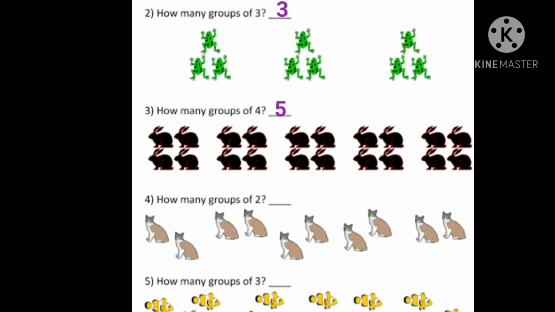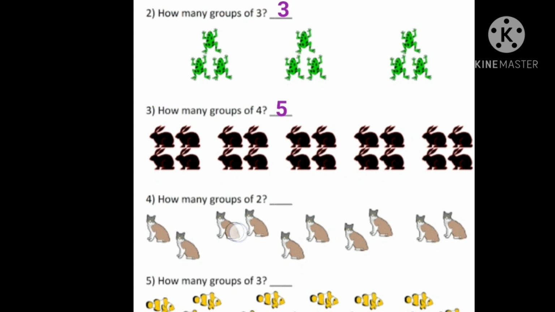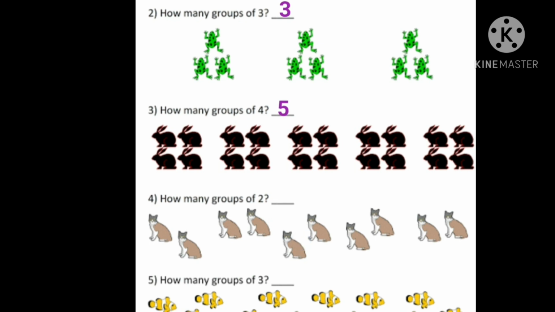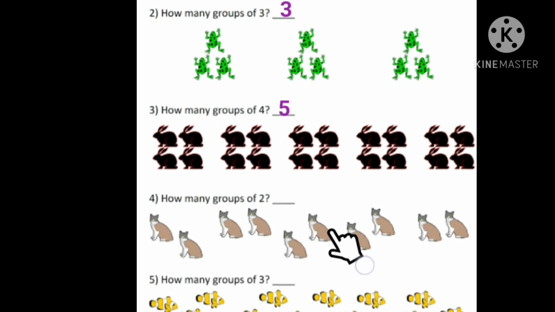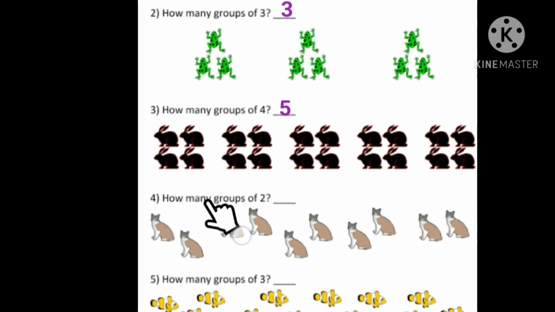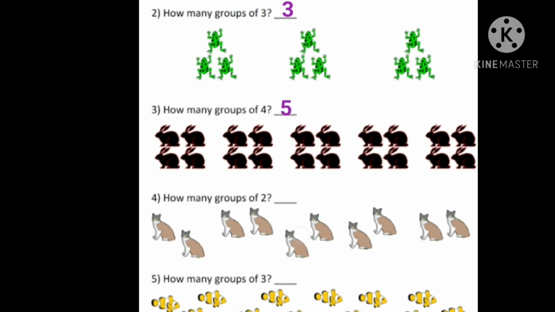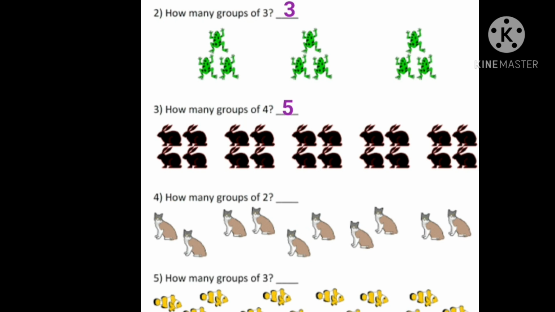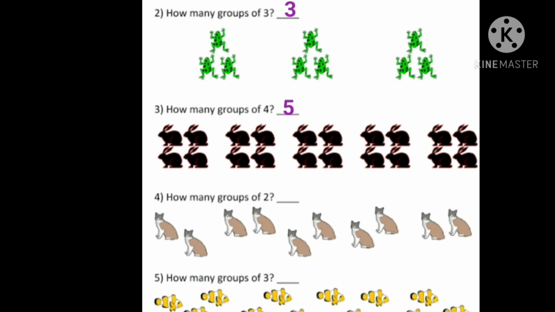Fourth question. How many groups of 2? Okay, how many groups of 2? Here we have pictures of cats. So how many groups of 2? It means in each group it should contain 2 cats. So let's find out the groups.